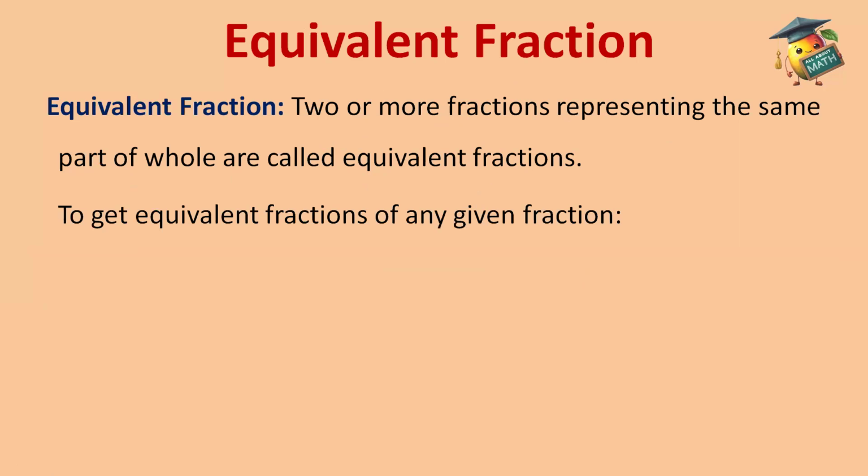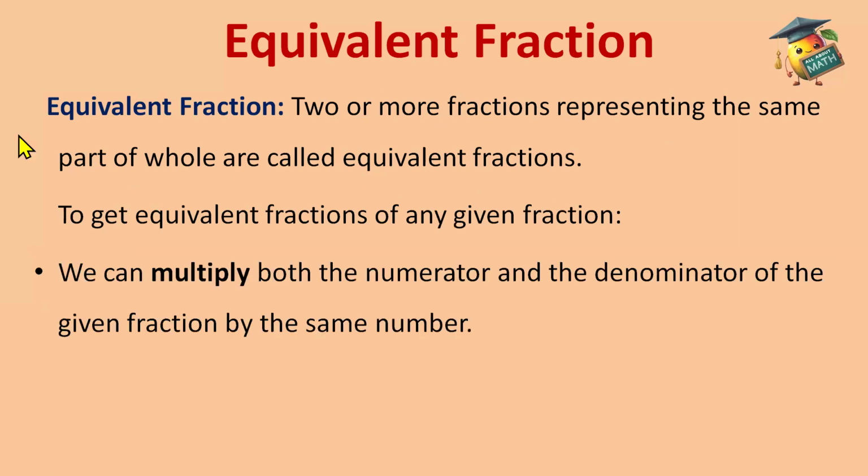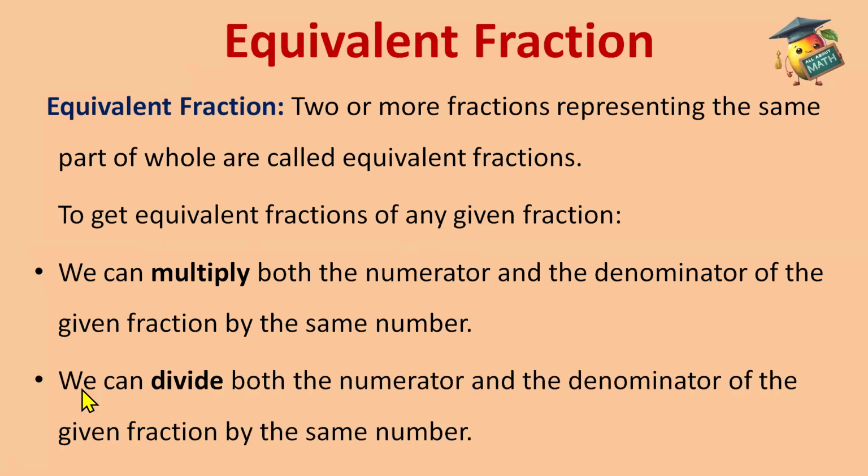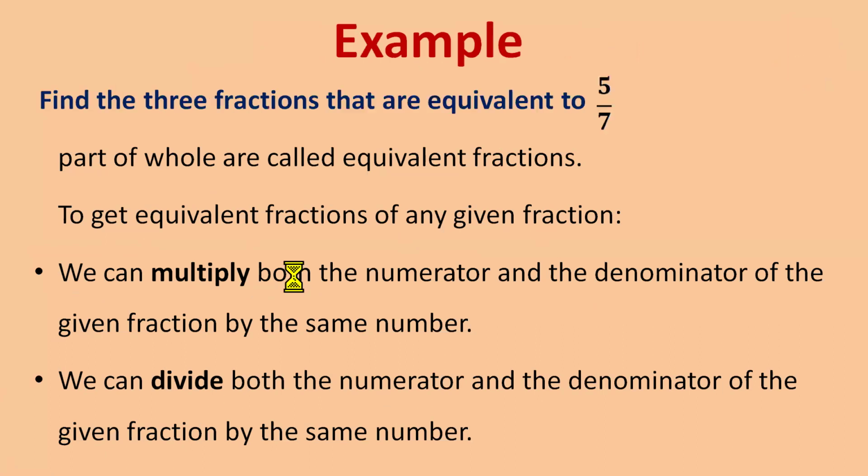So to get equivalent fractions of any given fraction, we can multiply both numerator and denominator of the given fraction by the same number. When you multiply the numerator and the denominator by the same number, you will get a new equivalent fraction of the given fraction. Okay, what other method? We can divide both numerator and denominator of the given fraction by the same number, and then also we can get the equivalent fraction. We'll definitely use both ways, but the first way is easier. We can multiply them. So let's understand with an example.